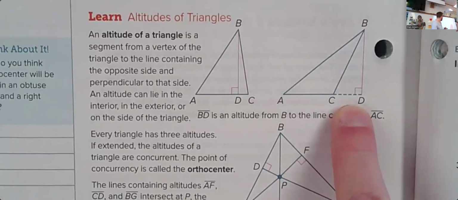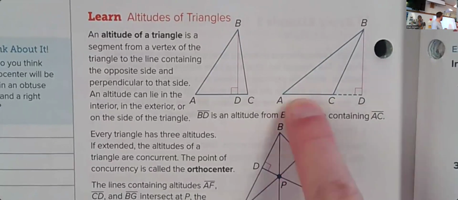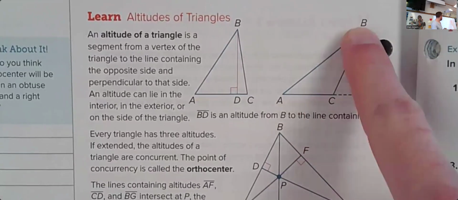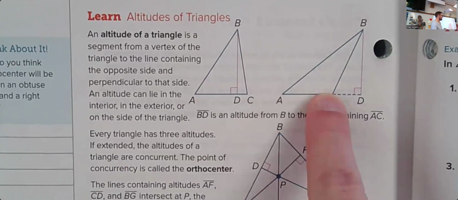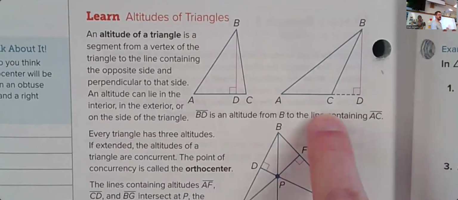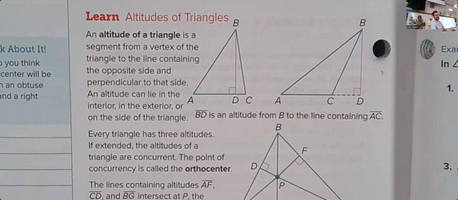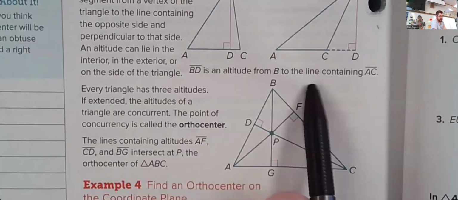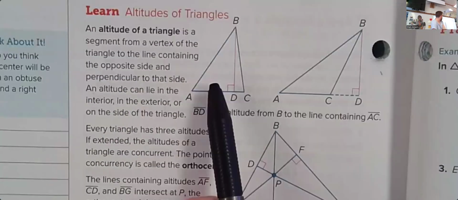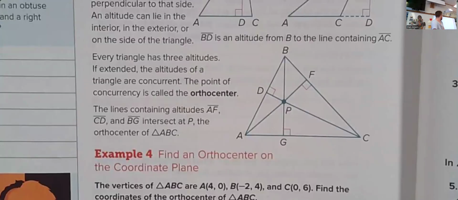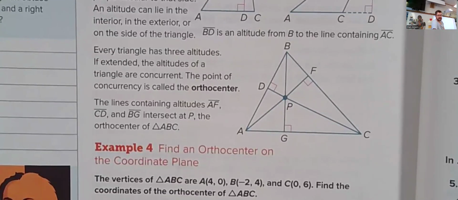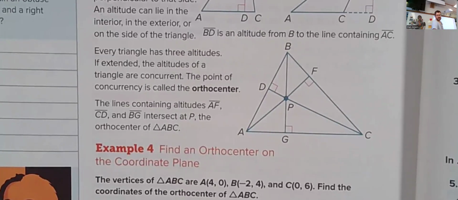This little dotted line is not actually part of this side right here. So the altitude BD does not intersect the opposite side AC, but it's still perpendicular to the opposite side AC, even though it doesn't actually cross it. So an altitude does not have to intersect an opposite side in order for it to be perpendicular to that opposite side. So BD is an altitude from B to the line containing AC, and that is true for both of those triangles. Every triangle has 3 altitudes, just like it has 3 perpendicular bisectors, 3 angle bisectors, and 3 medians.